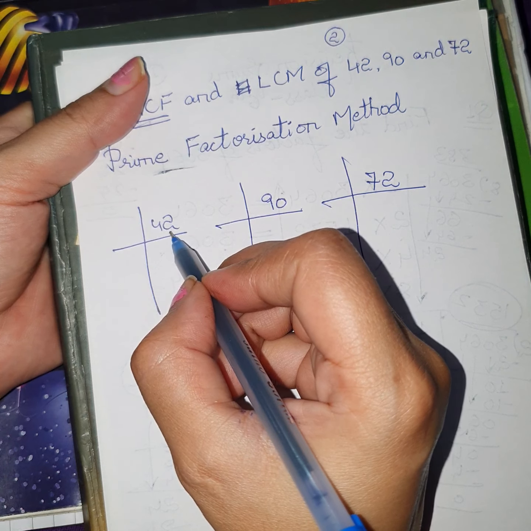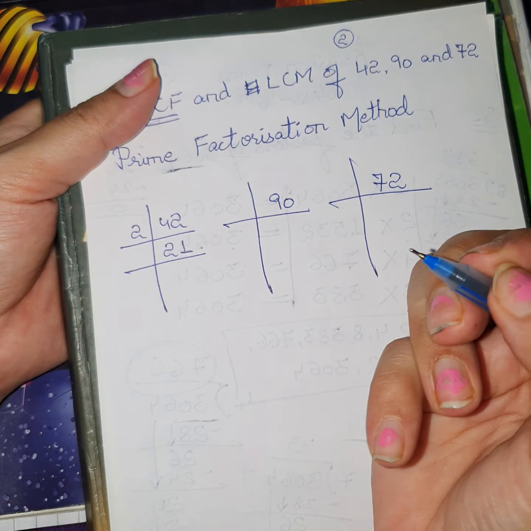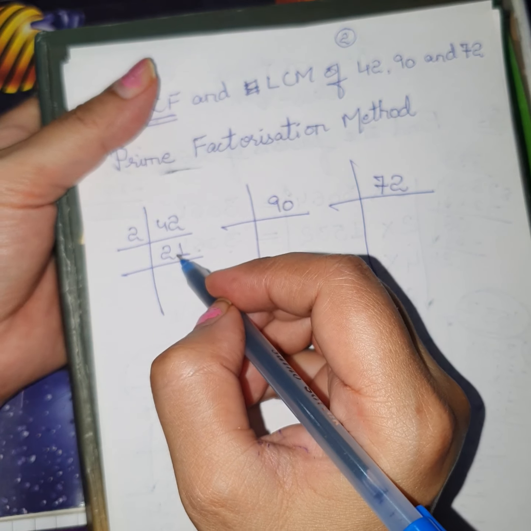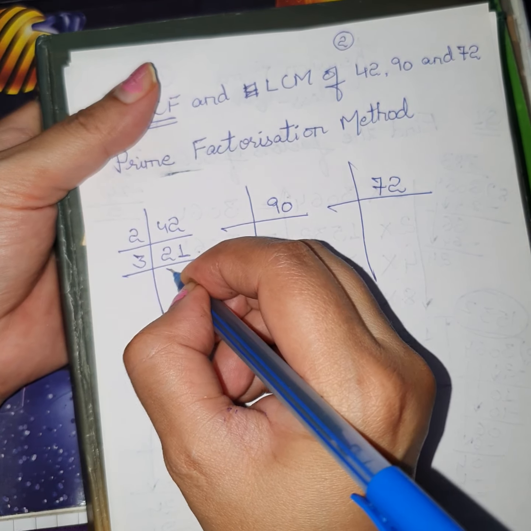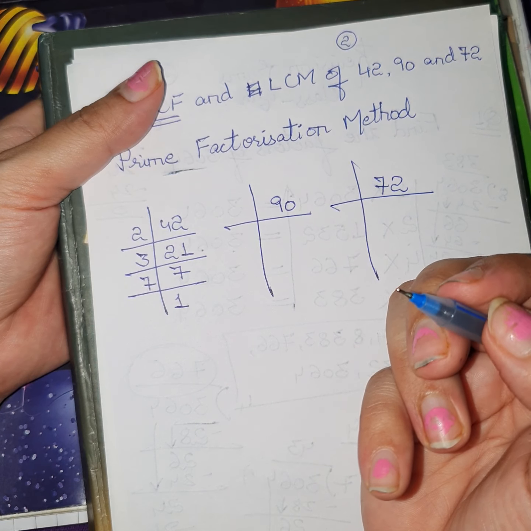So the last digit is 2, it will go by the table of 2. 2 2s are 4, 2 1s are 2. 21, then 21 comes in the table of 3, it comes 7 times, 3 7s are 21, and 7 is a prime number, so it will directly come in the table of 7.